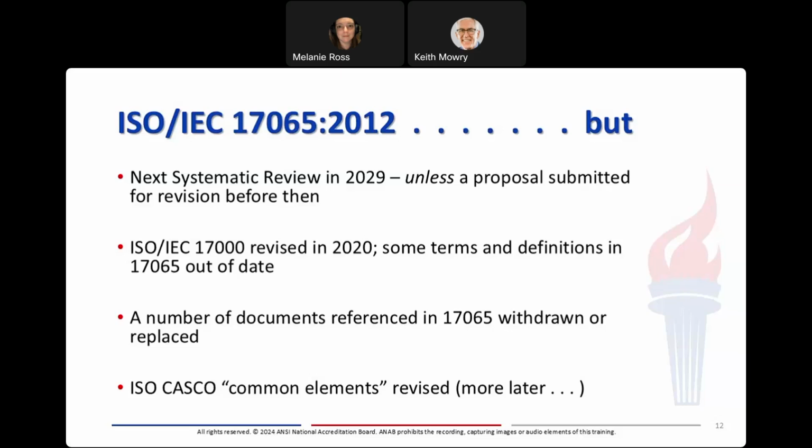Also, as those of us who use the document know, there are a fair number of documents that are referenced in 17065 that have been withdrawn. They do not exist anymore. Some have been replaced, but one way or the other, many of the reference documents just aren't there anymore. And finally, the ISO CASCO common elements on which the 17065 original version was based were also revised and republished in 2020. Now, I'm going to get into the detail about what those common elements are a little bit later on. But just suffice to say that, yes, we confirmed the standard, but there are some of these disconnects.